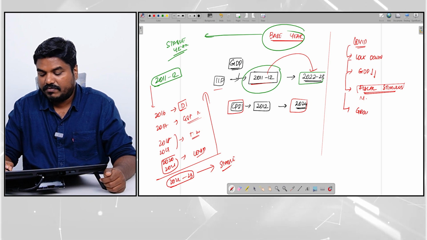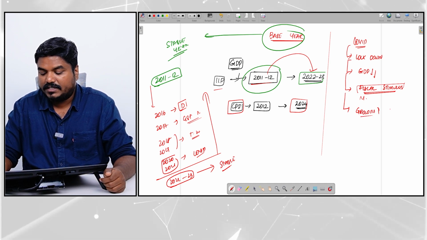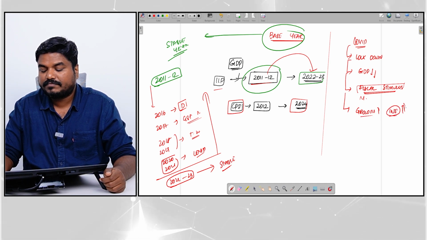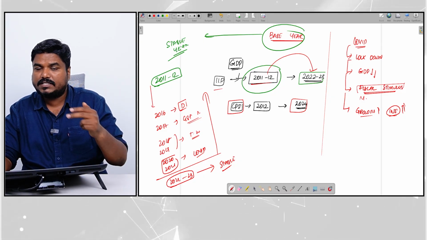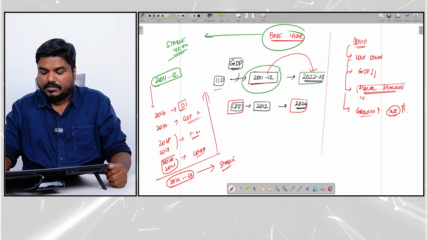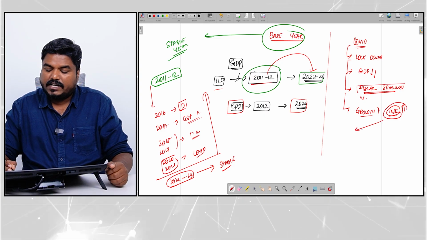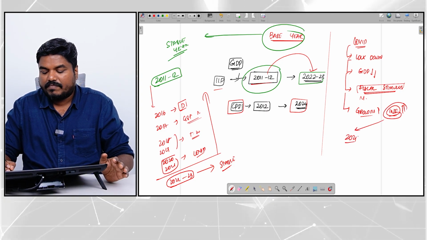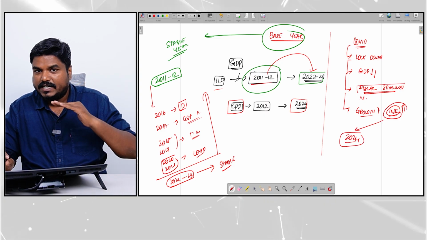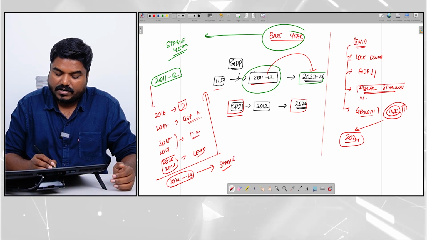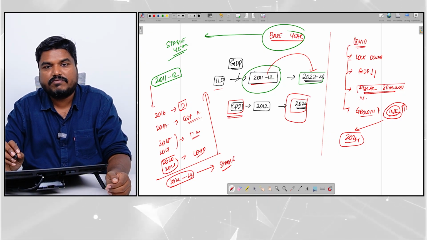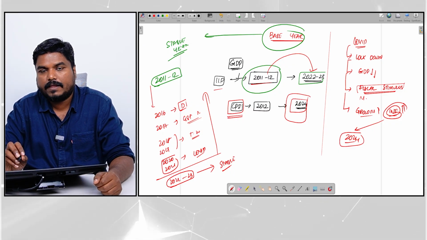We were able to improve, no doubt. Growth also increased, inflation also increased. We were experiencing double-digit inflation. With respect to inflation, it got settled in the year 2024. In 2024, the inflation was relatively settled. That is why for consumer price index, we chose 2024.